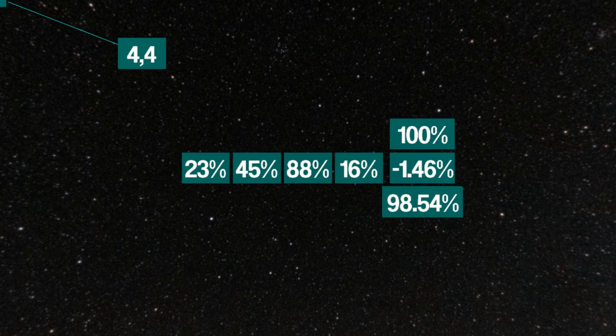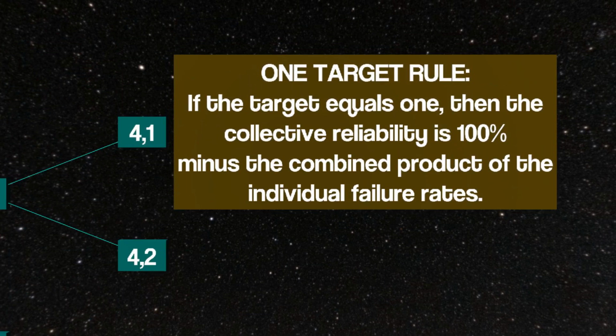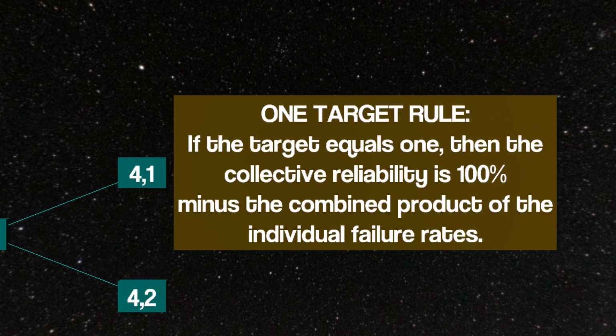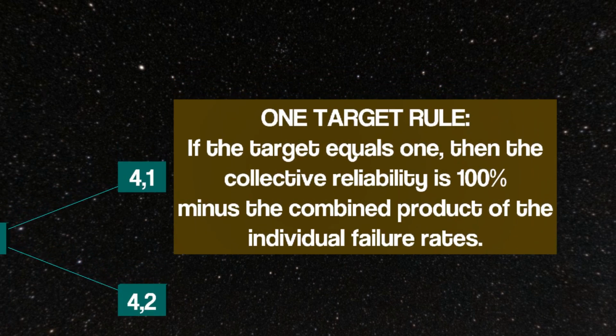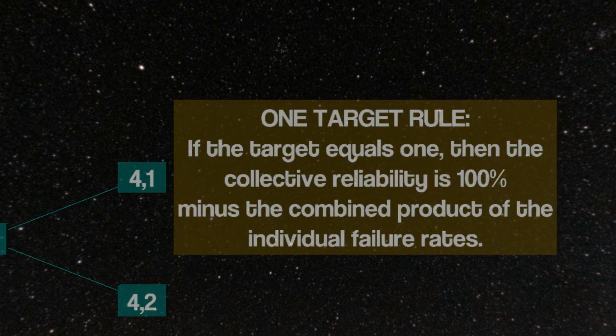So we have another new golden rule, the one target rule. If the target equals 1, then the collective reliability is 100% minus the combined product of the individual failure rates. Technically, what we are calculating is the chance that none of them works doesn't happen.